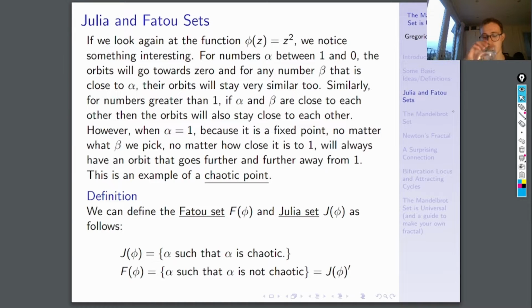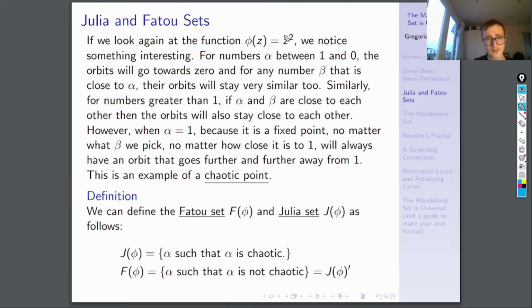So here's where it gets interesting. We need to look at the concept of Julia and Fatou sets. This is where it gets interesting, because here we study for what inputs does a small change, so if we change z a tiny bit, is there a point where if we change it even a tiny bit, the behavior of our function, phi, will change drastically?